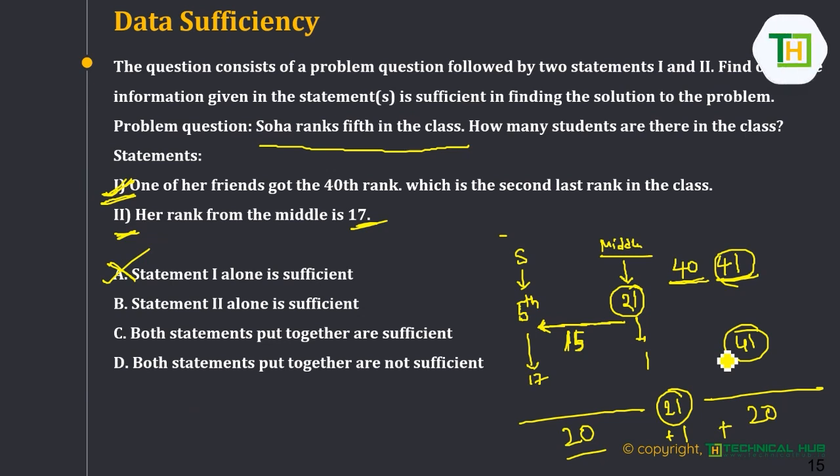So if Soha is 17th from the middle, from that I can clearly say that the middle person is the 21st rank. If the middle is 21, before that 20 students will be there and after that 20 students will be there. So 20 plus 20 and the middle person, total 41 students are there, and I can answer even from the second statement itself. So 1 alone is sufficient and 2 alone is sufficient. So the answer should be either 1 alone or 2 alone is sufficient. But that was not given in the options.